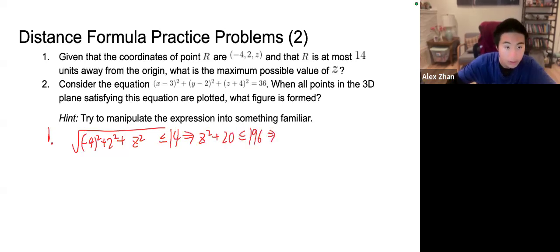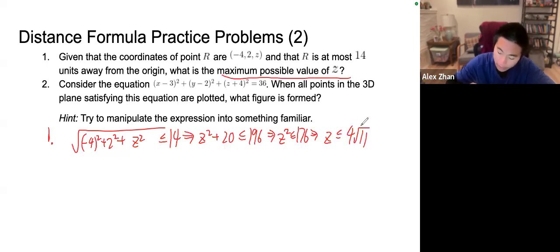What was the second one? Yes, that is correct. Okay, so Z^2 is less than or equal to 176. Hence Z must be less than or equal to 4 root 11. It asks for the maximum possible value. So thus 4 root 11 is the maximum possible value.